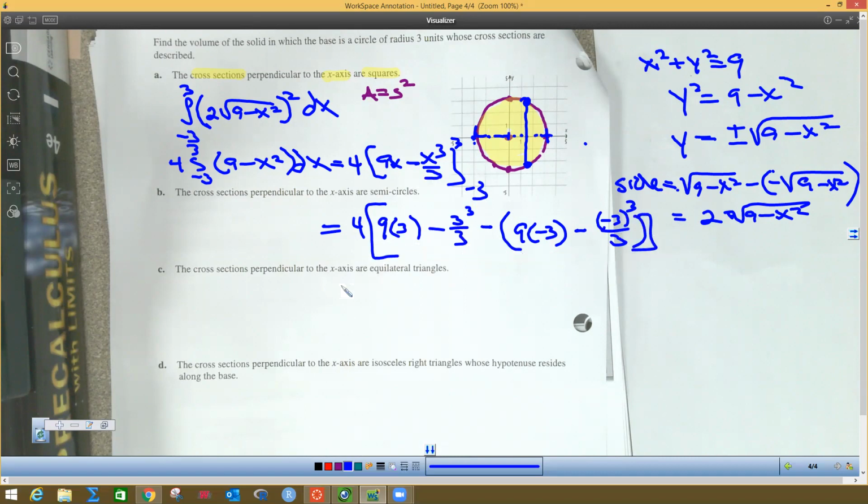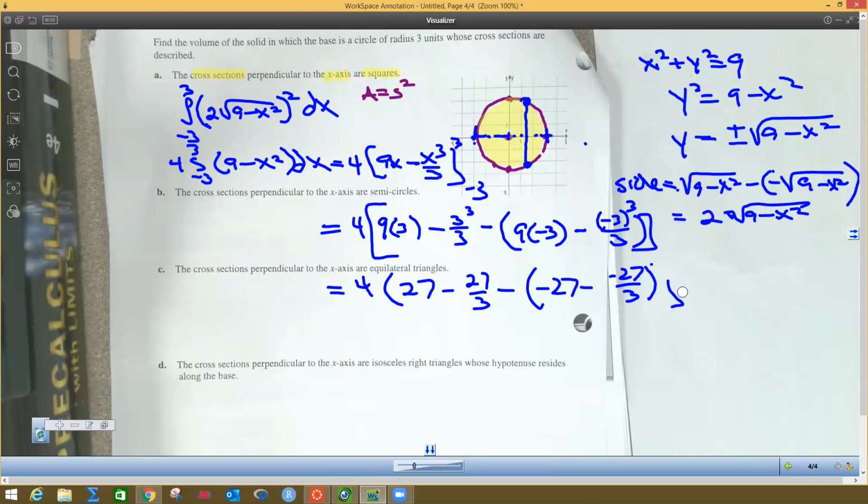Okay? So over here, I've got this 4 still, and then I've got 27 minus 27 thirds, minus, and then I got negative 27, and then I got minus a negative 27 thirds. Okay, so I hope I don't need that bracket anymore. So then I got 2 negatives here, which makes this positive. And then when I distribute this negative in, probably should go ahead and reduce this to 9, right? Reduce this to 9. And then when I distribute my negative in there, this becomes plus, plus, and minus.